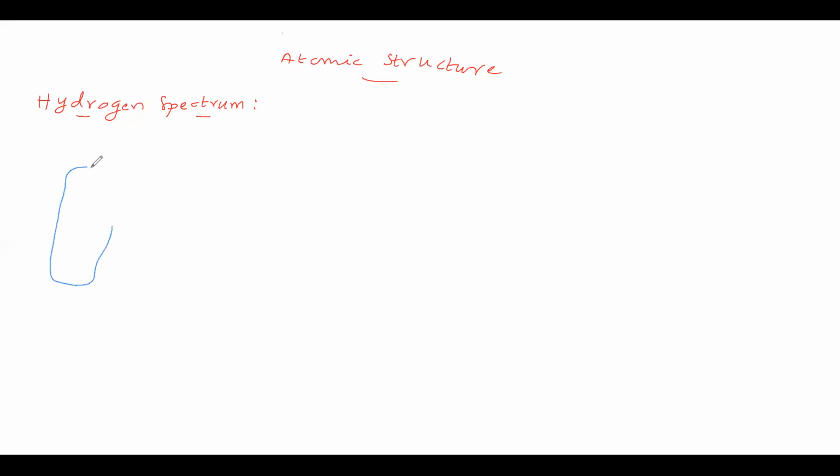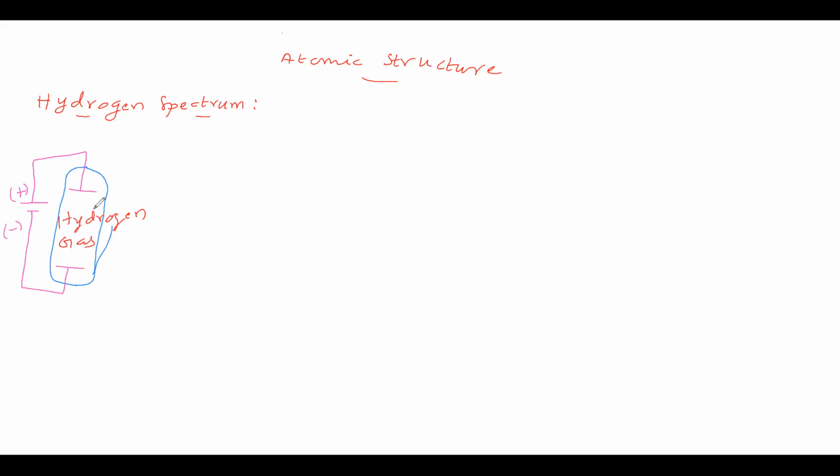We are taking a hydrogen lamp. In this hydrogen lamp, we are taking hydrogen gas. Then we are keeping two electrodes, one metal plate, another metal plate. It is connected to the battery. Here plus charge and here minus charge.